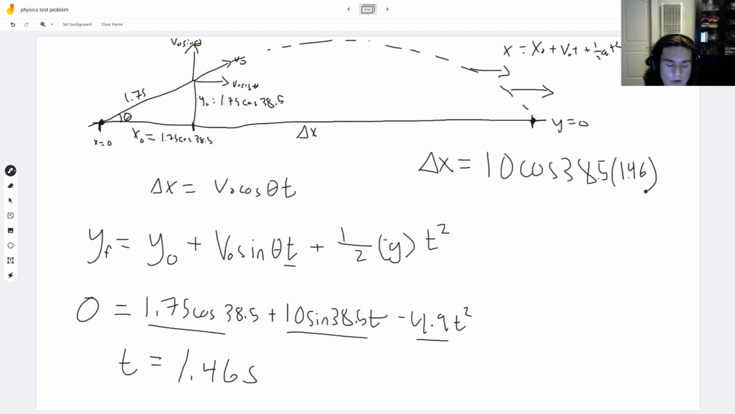6 seconds. So I'm going to see if this works. So 10 cosine 38.5 times 1.46. That gives us a value of change in x of 11.42. I am slightly skeptical of this, just because we didn't account at all really for the x0.